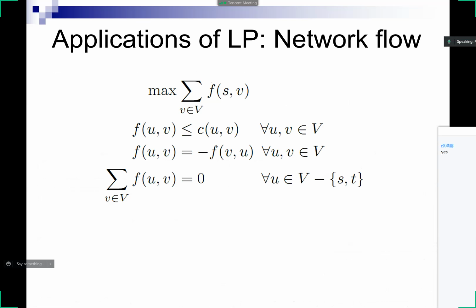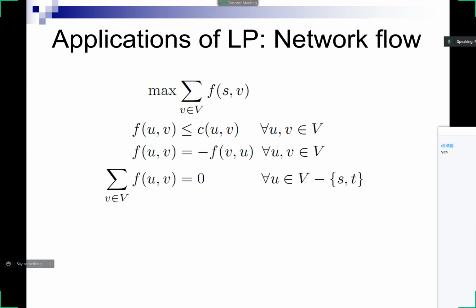Okay, so one application of LP is for network flow. We talked about network flow, and we saw that you have a bunch of different algorithms to solve network flow problems. But actually, you can formulate network flow as a special case of linear programming. So you can create a linear program which models network flow.